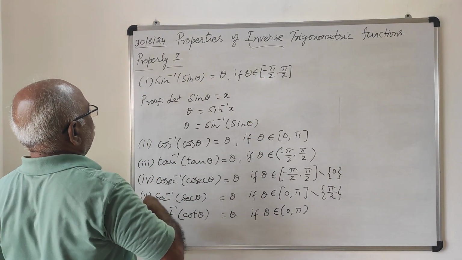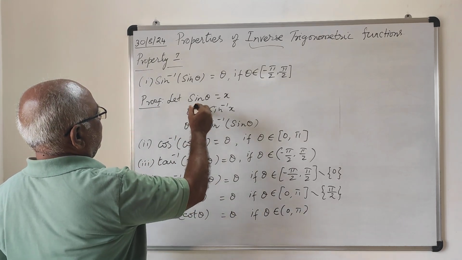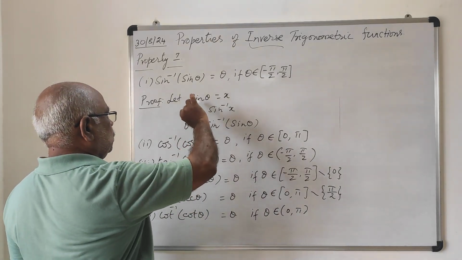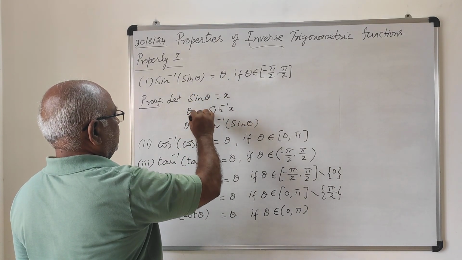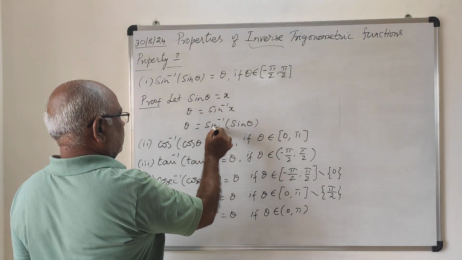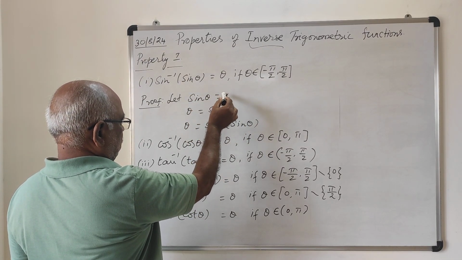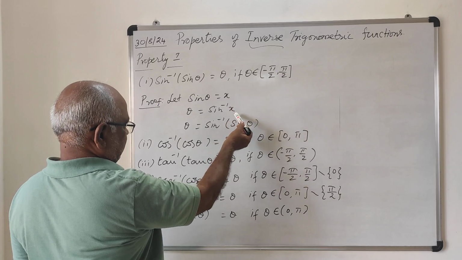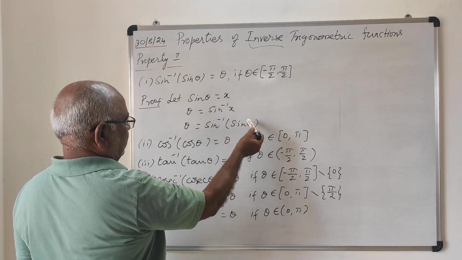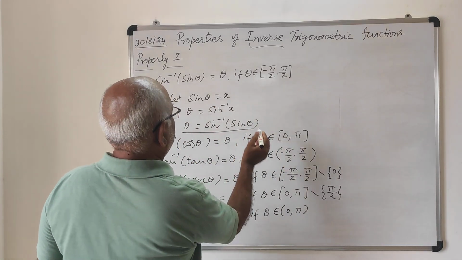For the proof, let us consider sin theta as x. From this, operating sin inverse, you will get theta equal to sin inverse of x. So theta equal to sin inverse of, instead of x, you replace sin theta here. If sin theta equal to x, then theta equal to sin inverse x, and that x is replaced by sin theta, so you will get sin inverse of sin theta is theta. So theta equal to sin inverse of sin theta.